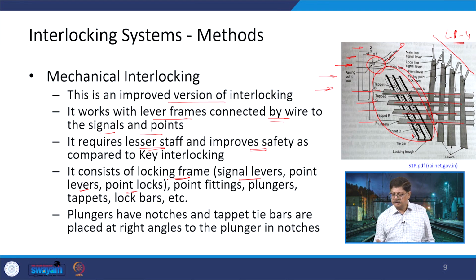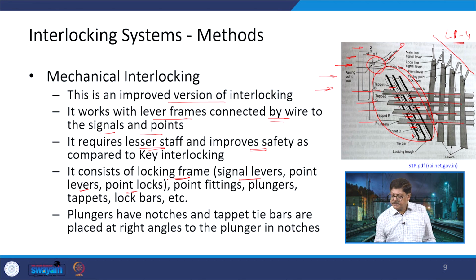So, if you see here, there is one tappet at this point, there is another tappet, then there is a third tappet and a fourth tappet here, then there is another tappet on the other side, as well as this another one. So, these are the number of tappets which are provided.